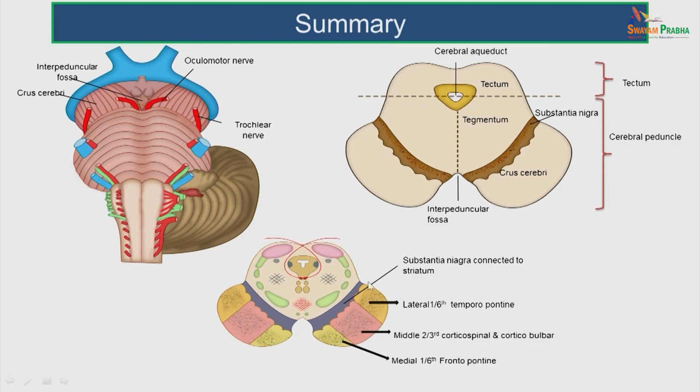Here in the crus cerebri, the lateral-most part has the temporopontine fibers, the middle 2/3 has the corticospinal and corticobulbar fibers, and the medial 1/6 has the frontopontine fibers.